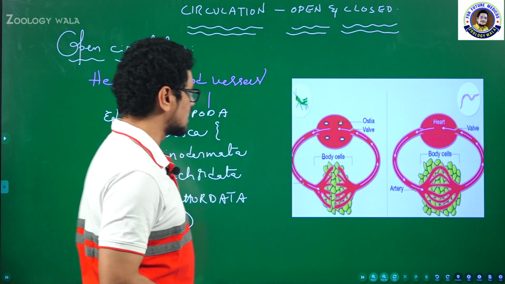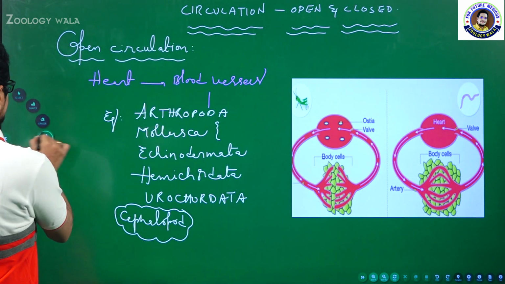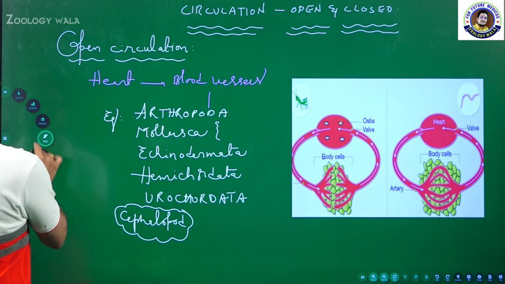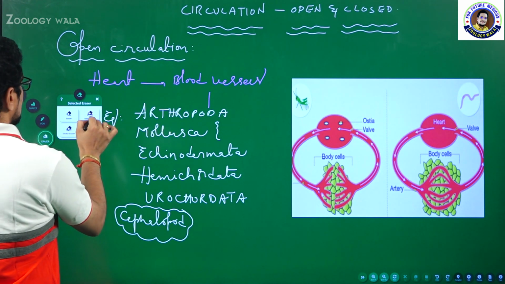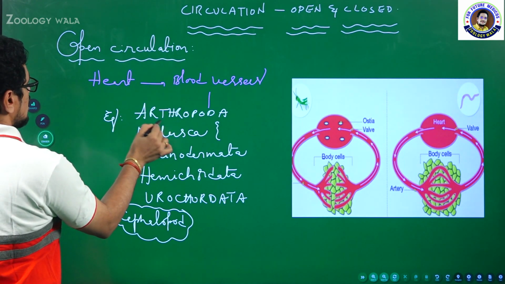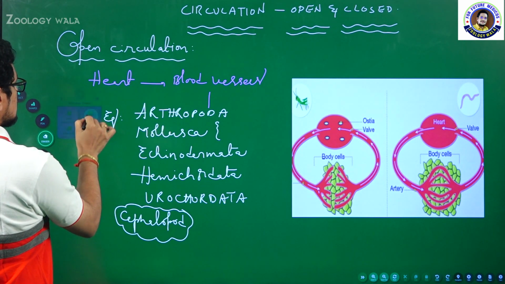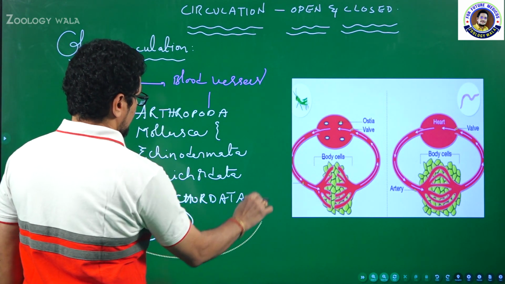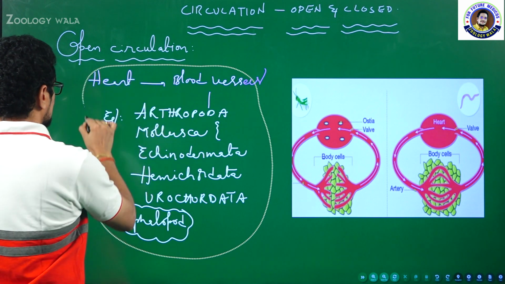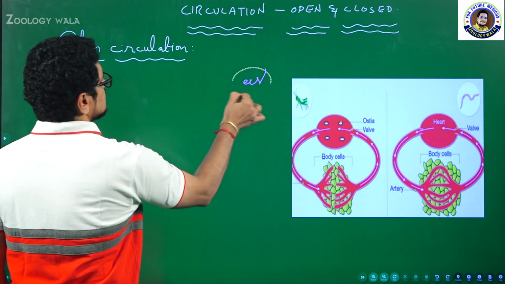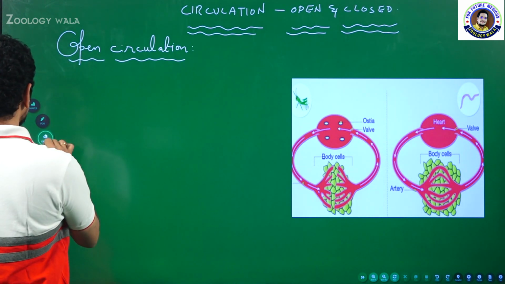Let us move to closed circulation, where this closed circulation is present. Okay, let me clear this. And now in case of closed circulation, let us see where it is present.